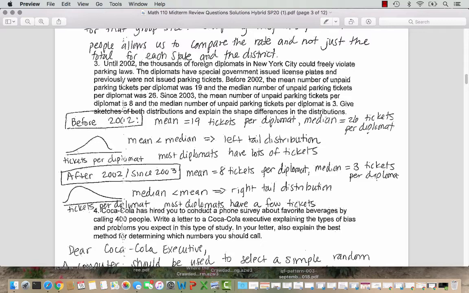After 2002, when they started charging, the mean number of unpaid parking tickets was 8 and the median was 3. So that's a shift in the relationship. So after 2002, or since 2003, the mean is higher than the median, and so we expect a right tail distribution. So in my sketch here, I sketched out a little right tail, and I said most diplomats have a few tickets, so there'd be a small amount of diplomats that had a lot of tickets, but most have a few. So you can see the peak down the low side of the graph.